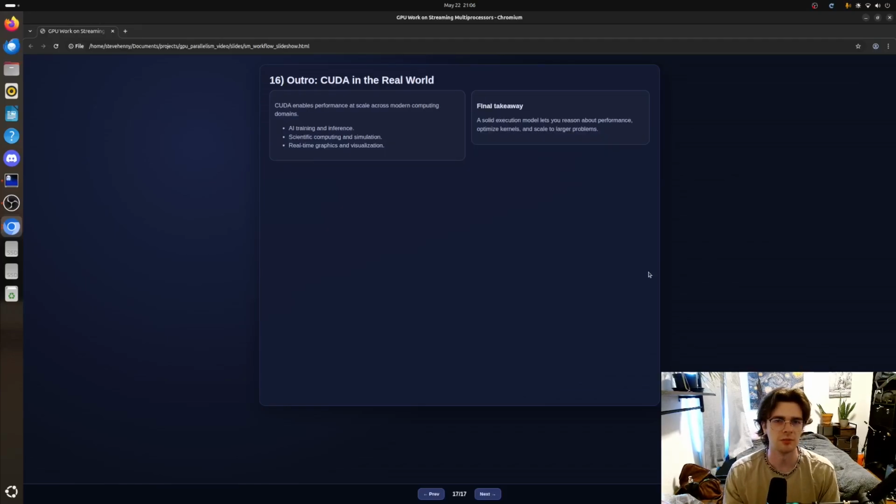And just kind of like a final thought, I guess. CUDA allows for performance at scale across our modern computing domains. AI training and inference is the big one that people talk about, but also scientific computing and simulation. The biggest supercomputers in the world were initially built at major US labs to do massive physics computations, essentially. CUDA also allows you to do real-time graphics and visualization.